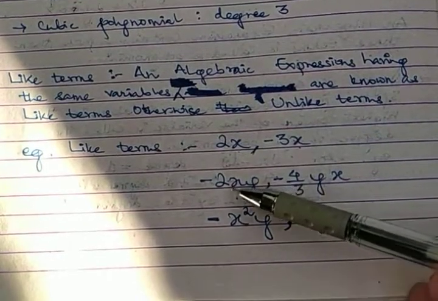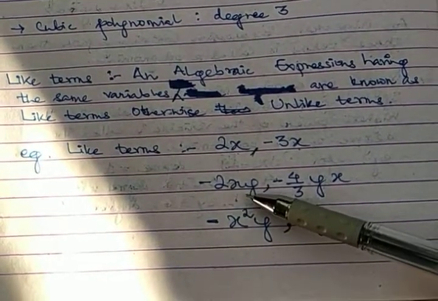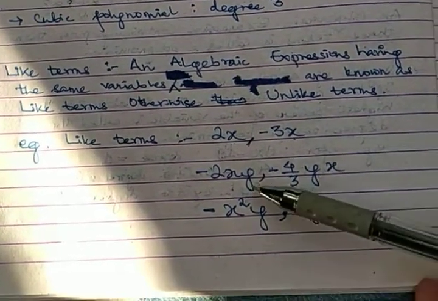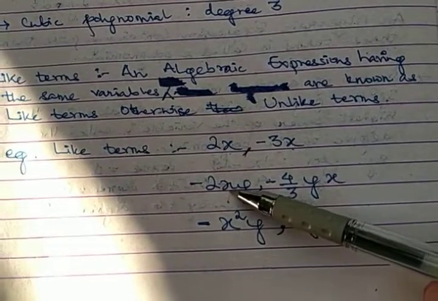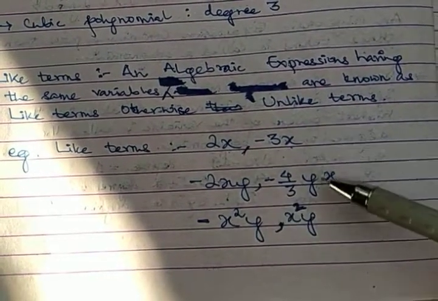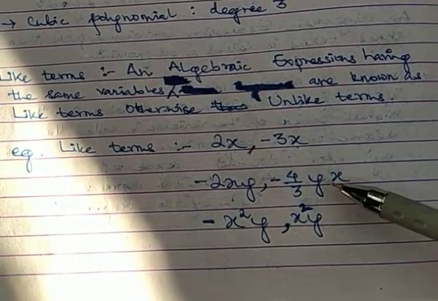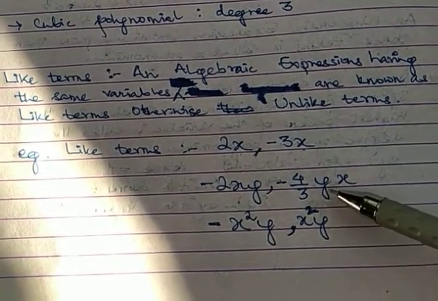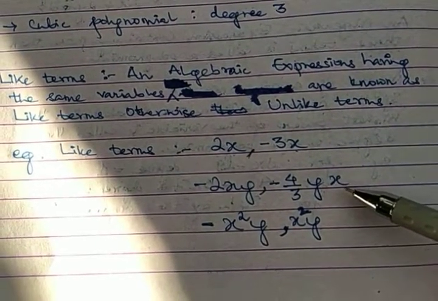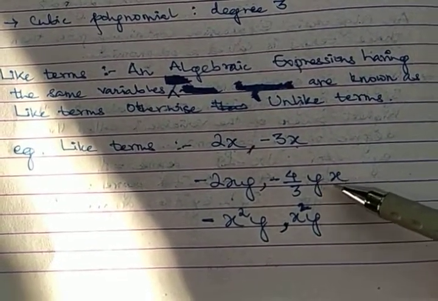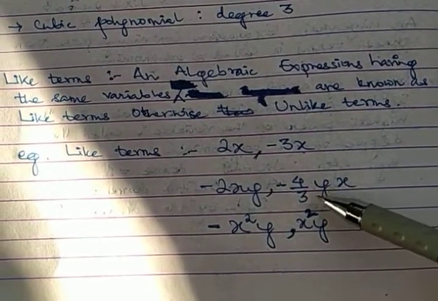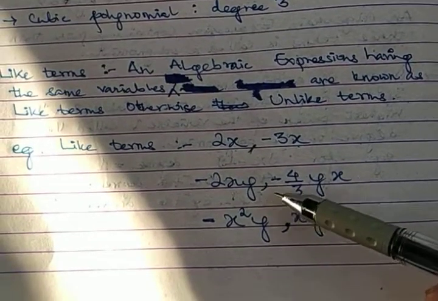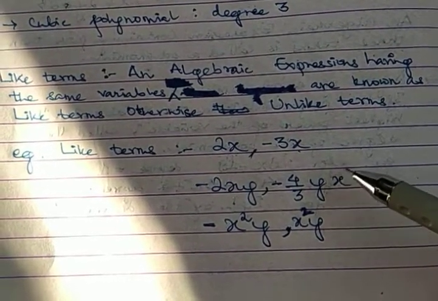Similarly, the second example I have given is minus 2xy and minus 4 divided by 3 yx. Look here, what we have is x and y as the variables, and I have y and x in the other term. Again, I'm telling you that these are like terms. Why? It's because y is written in front and x is written at the back, but we know that multiplication is commutative. The relation is multiplication, isn't it? The order doesn't matter in multiplication. Whether you write y first or second, it doesn't matter, as long as the variables and powers are the same.